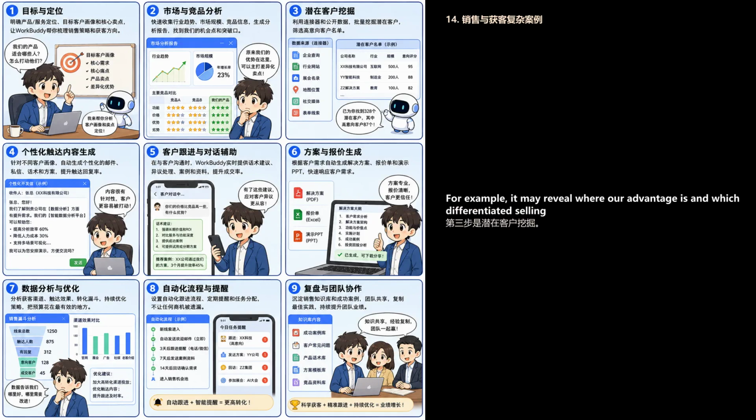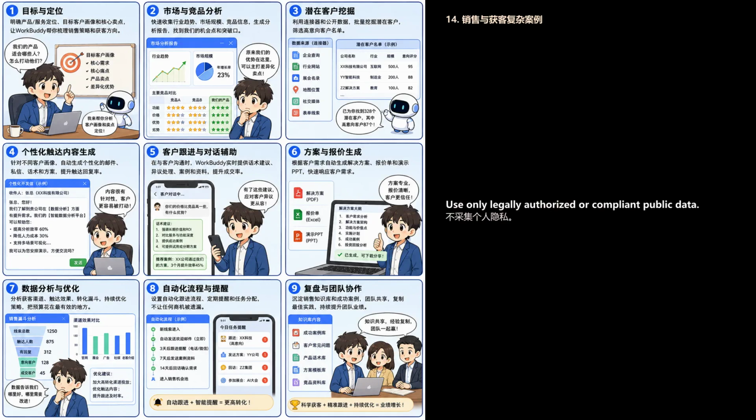The third step is potential customer discovery. The image lists sources such as company databases, industry websites, exhibition lists, social media, and form leads. Use only legally authorized or compliant public data. Do not bypass platform restrictions or collect personal privacy.